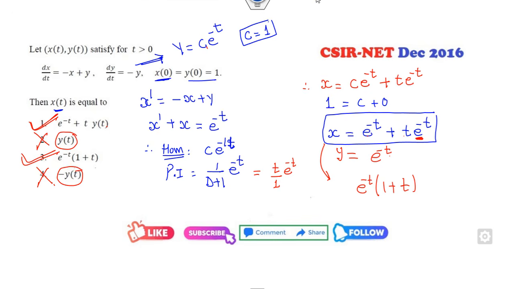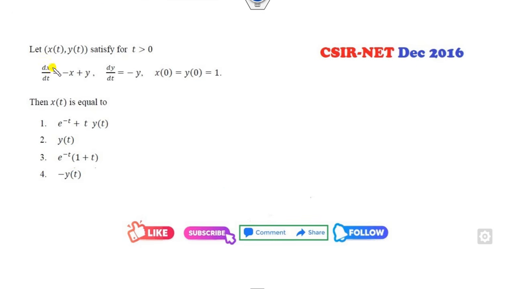There is one more way how you can do that. Look at this equation. I can differentiate them. X double dash is minus x dash plus y dash. Because my target is to find the value of x, I can substitute the value of y dash. Y dash is minus y. But we need all in terms of x. So how can I remove this y?